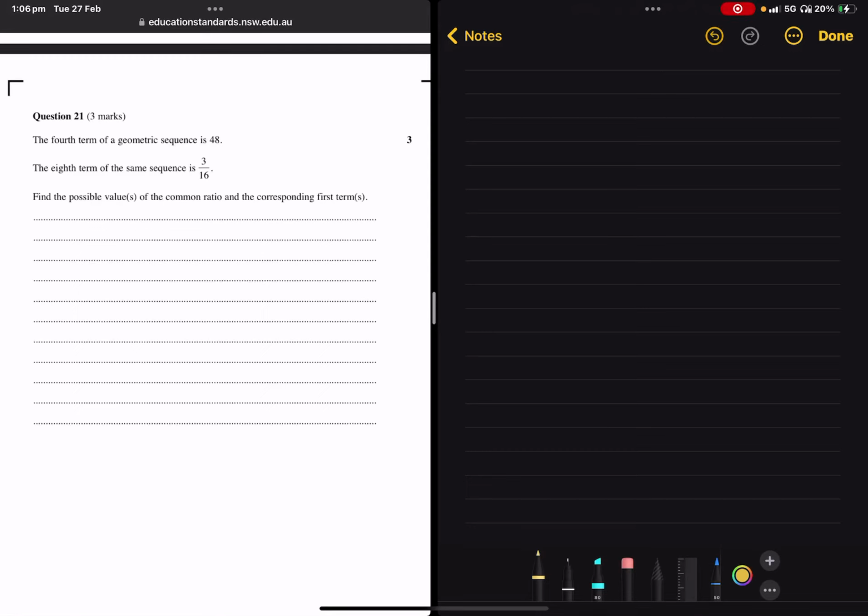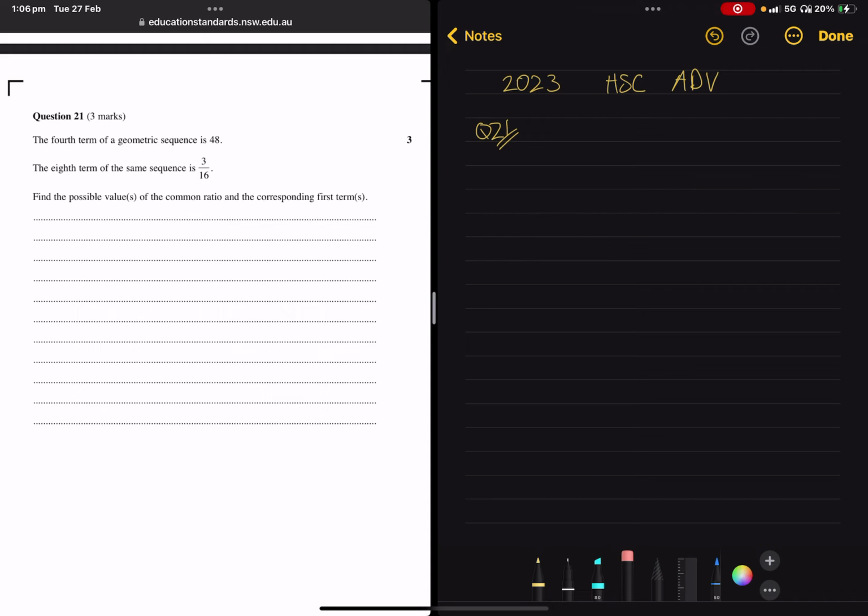So let's take a look at a question from the 2023 HSC Advanced Maths paper. This is question 21. We are told the fourth term of a geometric sequence is 48. Okay, so we have some sequence, has a bunch of numbers in it. The fourth term we're told is 48, and there's a bunch of other numbers after it. The eighth term in the sequence is 3 on 16.